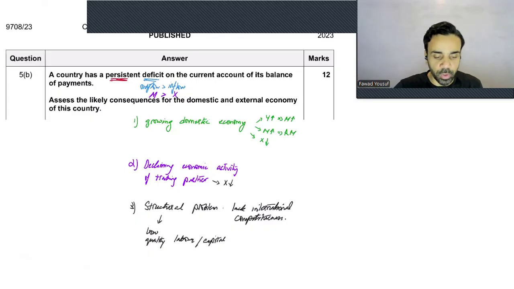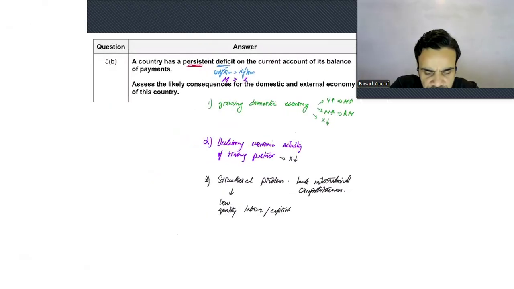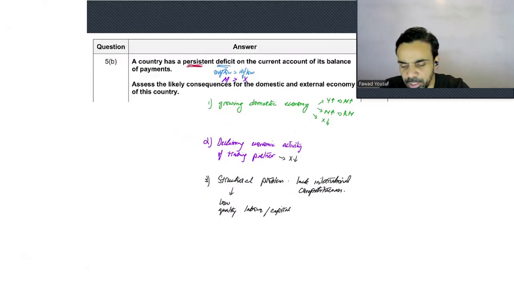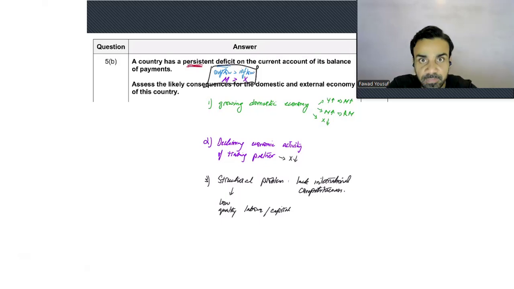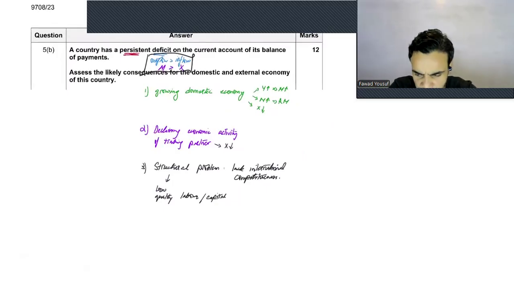In this question, we want to assess the likely consequences of domestic and external economies. सही है? So, should you be writing all of these? A country has a persistent deficit on the current account. You may explain this bit, the ऊपर वाला bit, कि current account deficit क्या होता है, just for explanation purposes.